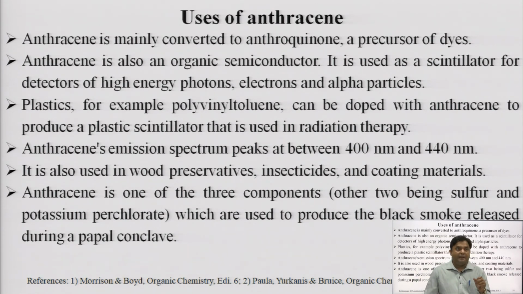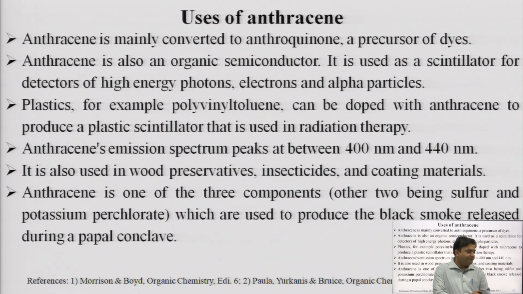Again, in case of plastic, for example, polyvinyl toluene can be doped with anthracene to produce a plastic scintillator that is used in radiation therapy. So, again it is used as a scintillator, but now in radiation therapy when doped with plastics, or a combination of anthracene and plastics. Anthracene's emission spectrum peaks between 400 nanometers and 450 nanometers, an important point to keep in mind. Then it is also used in wood preservatives, insecticides and coating materials.